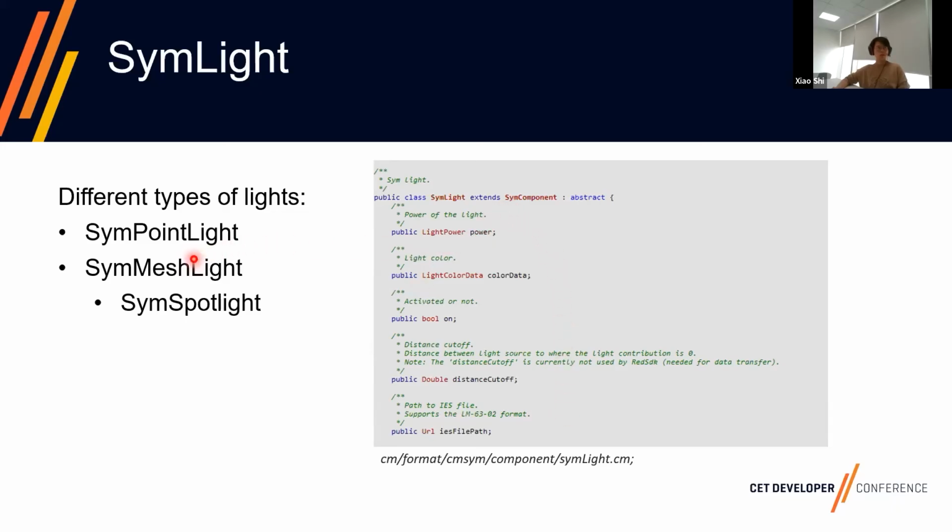So I actually have some different types of sim light. This one is called a sim point light. This one we're just defining a point and also shooting out the light. It's more like the Omni light 3D that I just mentioned. And this is the sim mesh light, which will take the mesh and turn that into light. I will introduce that a little bit more in the next slide. And also we have the sim spotlight. This one is more like the spotlight 3D that I just presented.